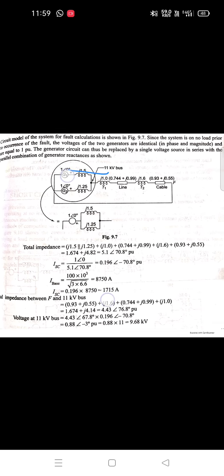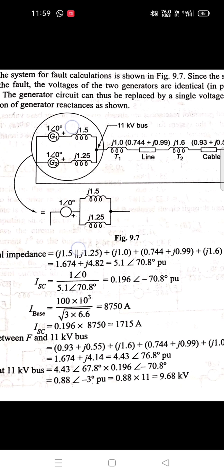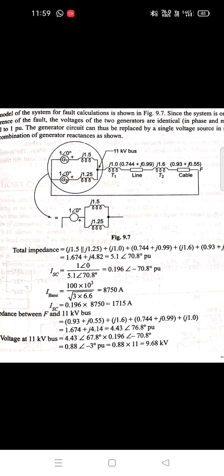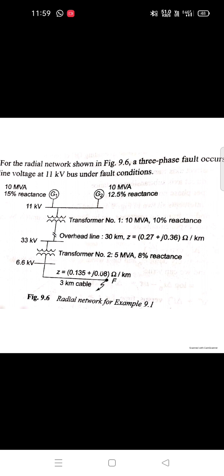Afterwards we have to put all these things into the per unit system, the impedance which we get in per unit. Here we can see that both generators, G1 and G2, are in parallel, then the transformers are in series, and afterwards the cable goes to where the three phase fault occurs.